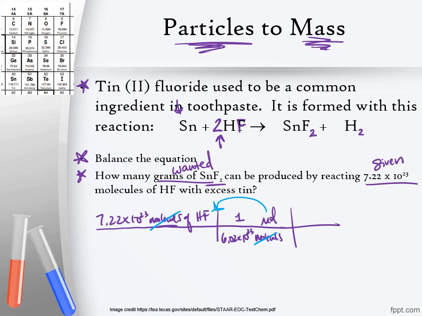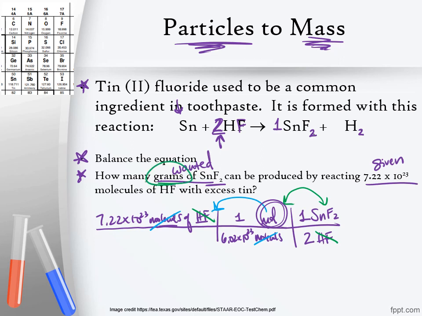I want tin 2 fluoride. So we're going to get rid of HF by putting it on the bottom. And I'm going to flip my hydrofluoric acid into tin 2 fluoride. And I can do this because I have moles. And so now I have moles, I can use my mole ratios. I have invisible 1 and very visible 2. Good. So now what have we canceled out? HF top and bottom. I have moles of tin 2 fluoride, but I don't want moles, I want grams of tin 2 fluoride.